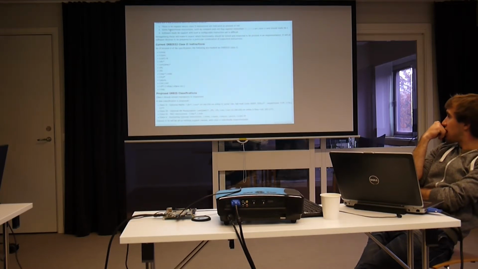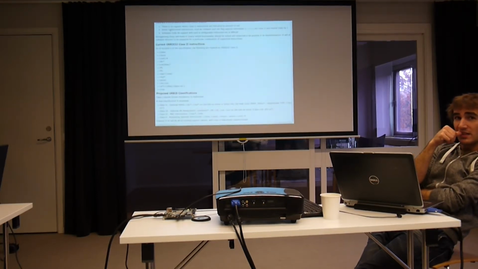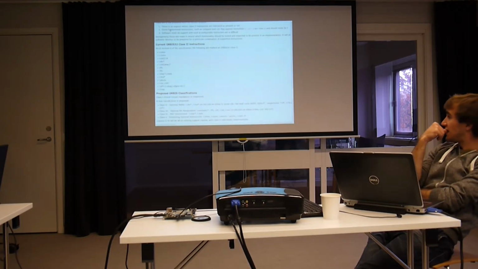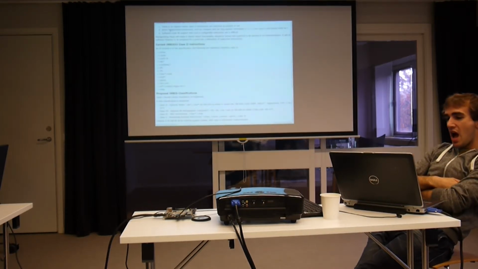CMOV is an incredibly useful instruction for a compiler. Why it was never in class 1, I never understood. But yeah, CMOV should be in class 1. Seems a much more useful change to make, at least for the kind of pipeline implementations that exist, as it can be useful.